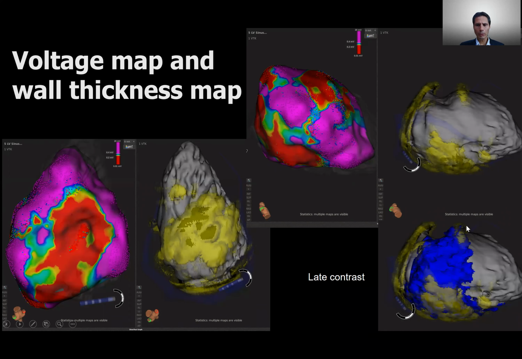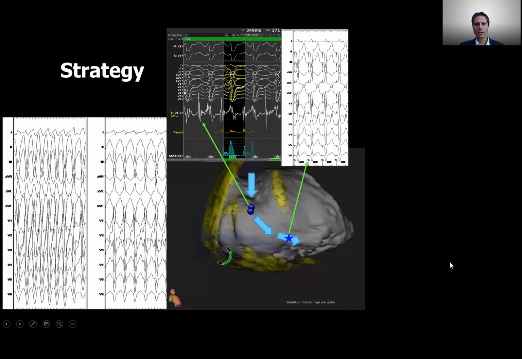And when we look at the late contrast map, which we did not do earlier, we saw that we were in a scar there. The tissue was not so thin; it was more than 5 millimeter in this area, but still there was some scar. We induced the VT, and actually we had two VT, one faster than the other, but with very similar morphology in this case.